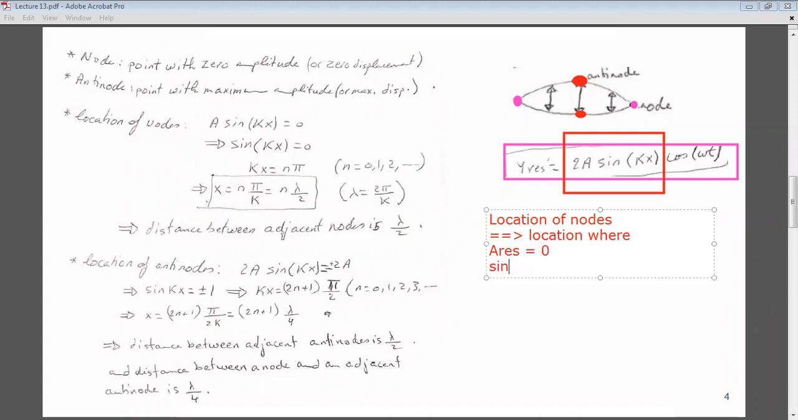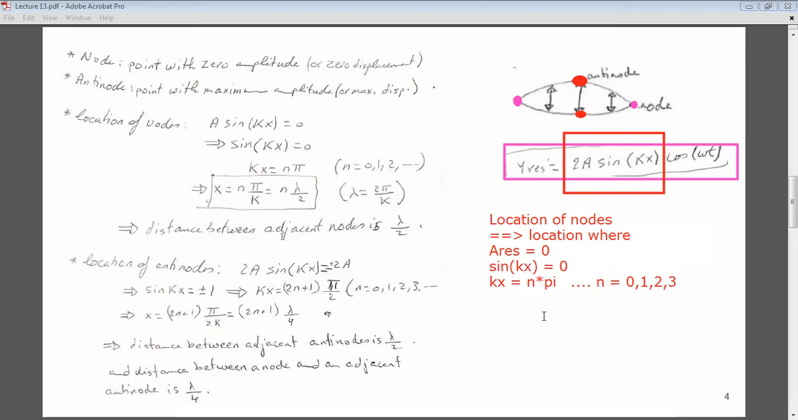So I will have sine of kx equal to 0. And when does this happen? You have to remember the sine function: sine of an angle equals 0 whenever kx is equal to n times pi, where n is equal to 0, 1, 2, 3, etc. For example, when n is equal to 0, kx is equal to 0, and sine 0 is 0. When n is equal to 1, kx equals pi, sine pi.